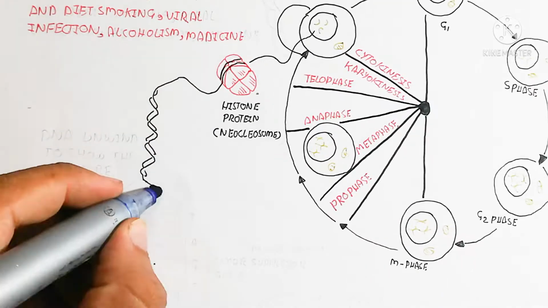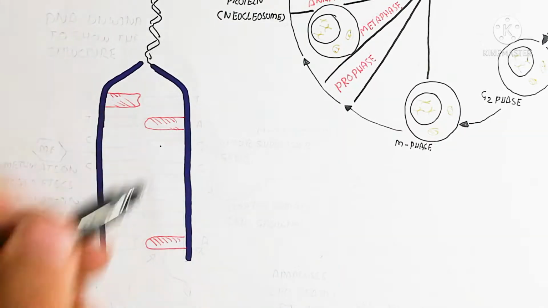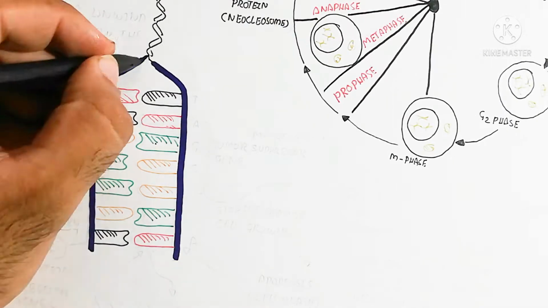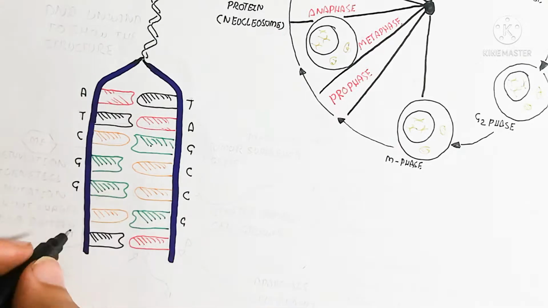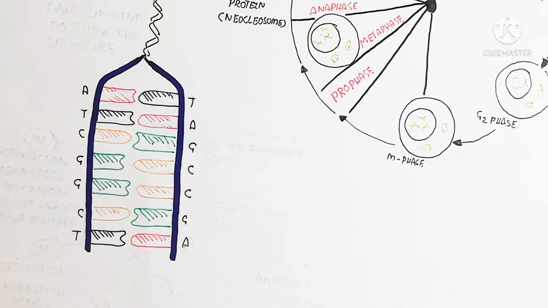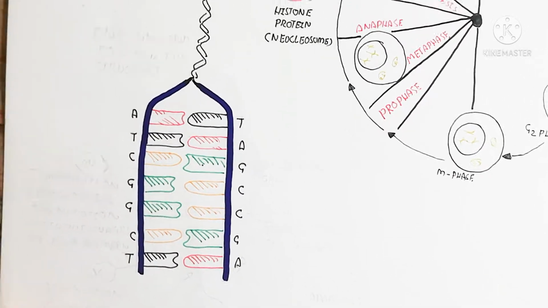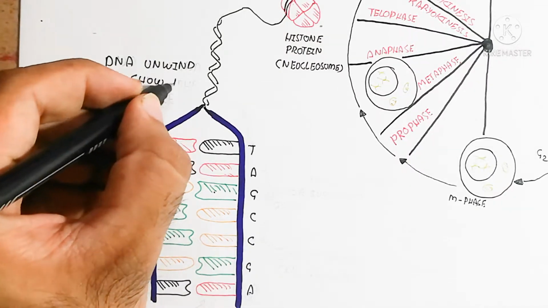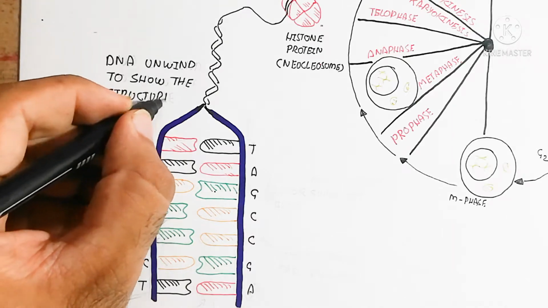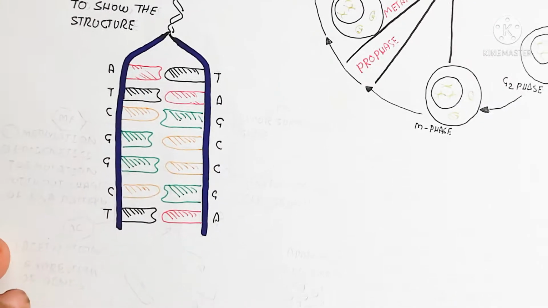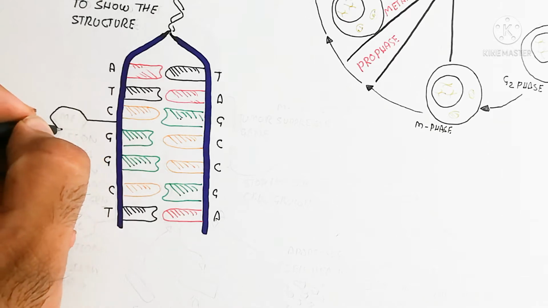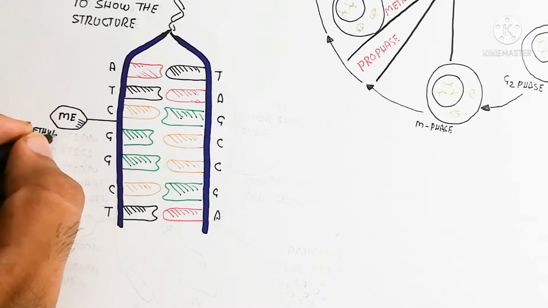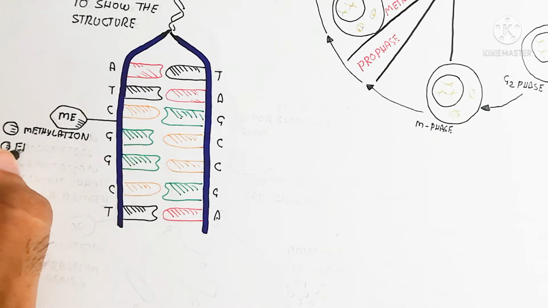Here is the histone protein. Eight subunits of histone protein, of four types, form one nucleosome, around which the DNA is wrapped. This DNA is double stranded, made up of the nitrogenous bases adenine with thymine, and guanine with cytosine, and it is anti-parallel: one strand runs 5 prime to 3 prime, while the other runs 3 prime to 5 prime. I want to show the structure here, and here is the methylation.